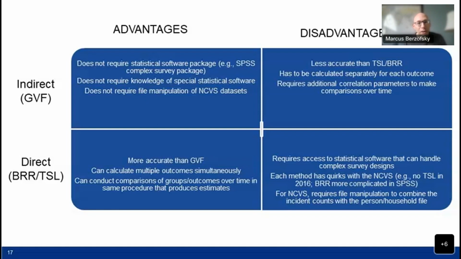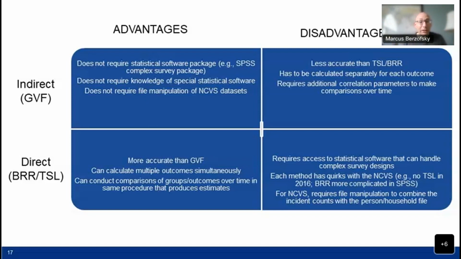Looking at indirect versus direct, some advantages, and some of this repeats things I've said: with indirect, you don't need to know how to use a complex survey package. So if you're not program oriented, GVFs are really nice because they allow you to get the correct standard errors without having to learn a software package or even get a software package. And it doesn't really require any file manipulation, which I mentioned you have to do with both direct estimation methods. You can leave the three files as they are, get the necessary counts from the respective files for whatever estimate you're producing, and then plug them into the formula.